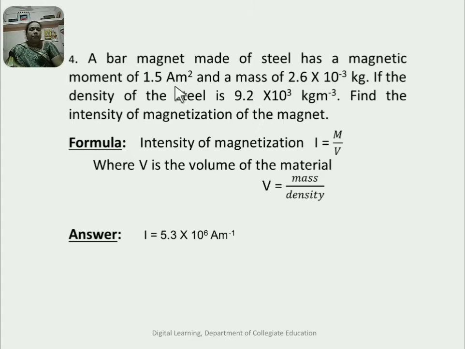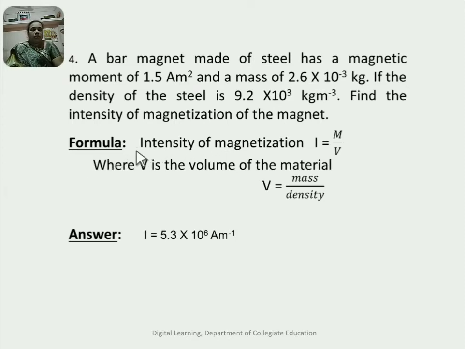Okay. The next question is, a bar magnet made of steel has a magnetic moment 1.5 ampere meter square and a mass of 2.6 into 10 to the power minus 3 kg. If the density of the steel is 9.2 into 10 to the power 3 kg per meter cube, find the intensity of magnetization of the magnet. So first we will write the given data.